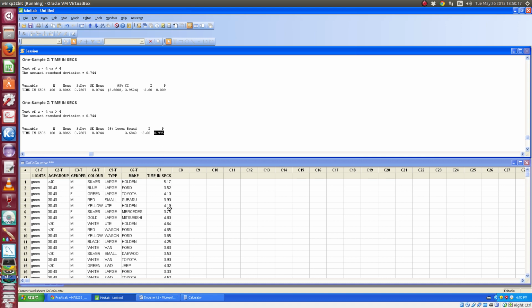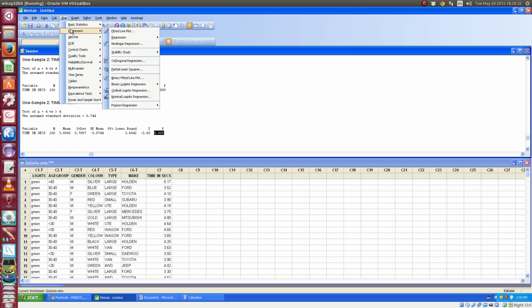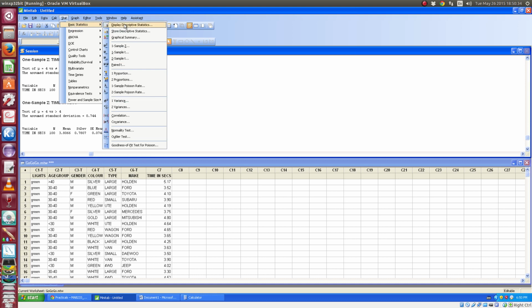Remember, the alternative hypothesis was that it was greater than 4, and so we know from this hypothesis test that it's definitely not greater than 4. But it may be less than 4. That is the other alternative. We've tested not equal to 4, greater than 4. The last test would be that it's less than 4, I apologize.